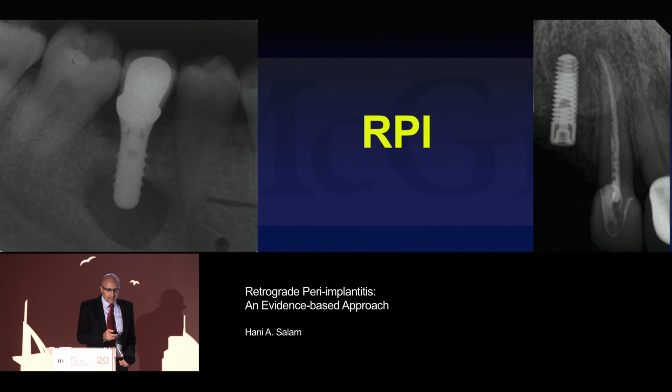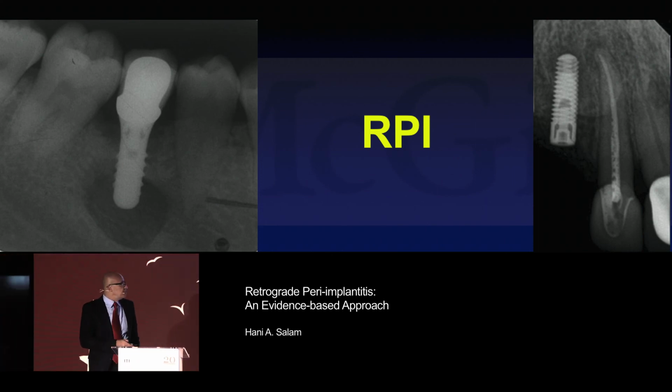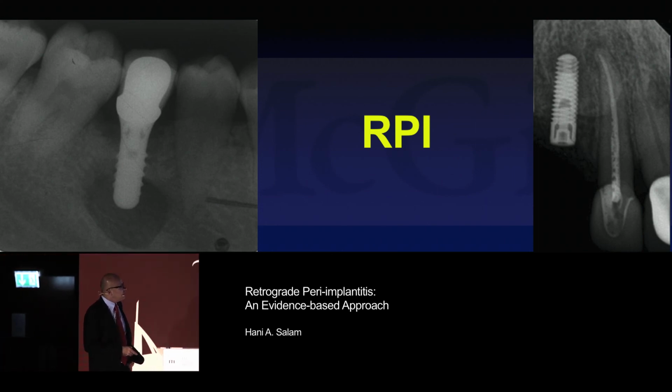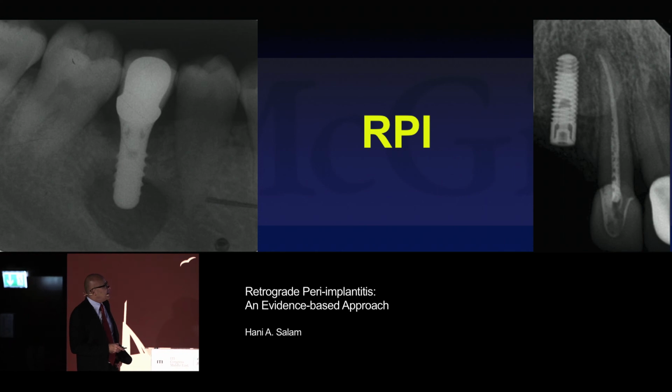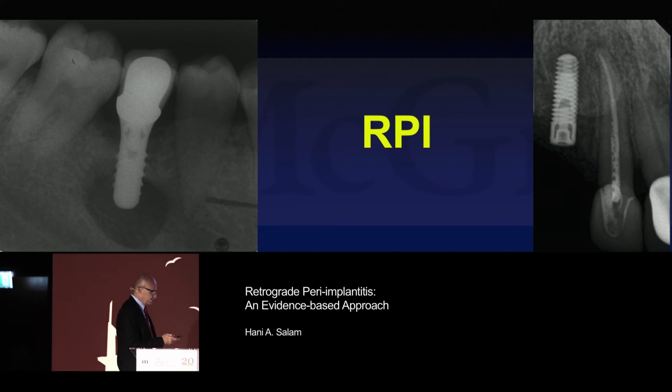Basically, this is something sometimes we see in our clinics, and we see some radiolucency around the tip of the implant, either in the mandible or in the maxilla. Sometimes we see it in the maxilla very close also to endodontically treated teeth.